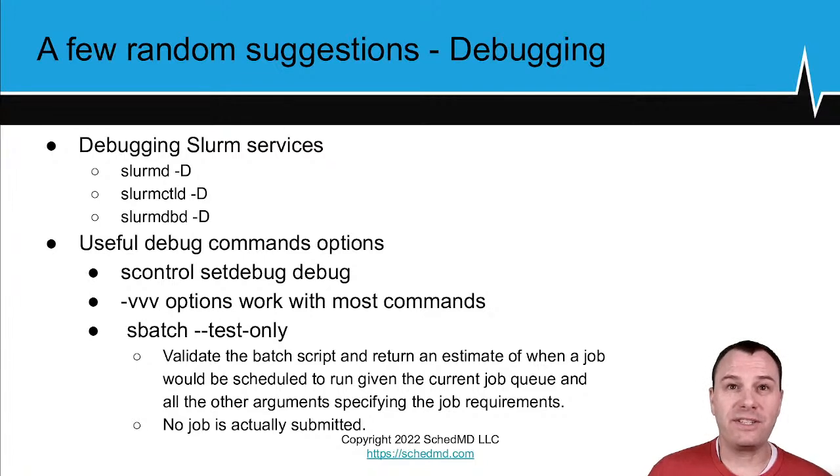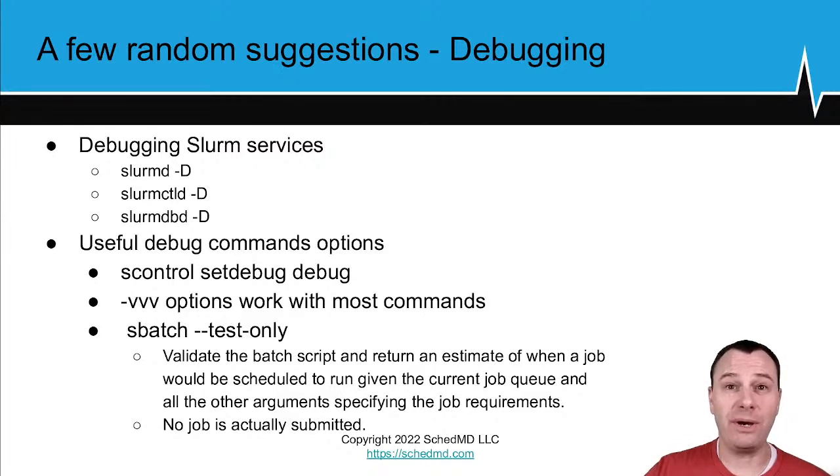The final random suggestions to be aware of are the debugging options. Each service has a -D flag, which will run the service in the foreground and print debugging directly to the terminal. Note that you would not normally use these unless directed to do so by support. However, these are useful if, say, a service such as Slurmd is not starting and the logs do not contain enough information. Continuing on, there are also some useful commands to be aware of.